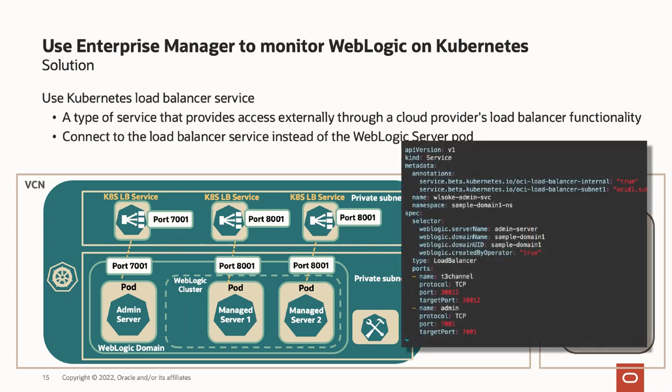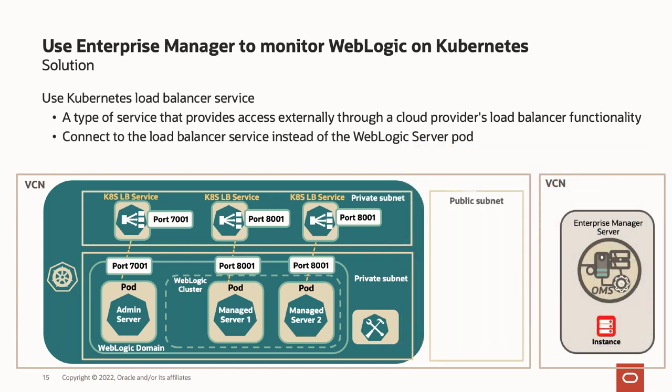And that can be done by creating and applying a YAML file. In the port section, 7001 is specified for the port and the target port to connect to the admin server. There is also the port 30012 specified for the T3 channel, which is set for connecting to JVM. And please be aware, because the services are in the private subnet, the external ports are only accessible within the VCN. The next is to install an EM agent.